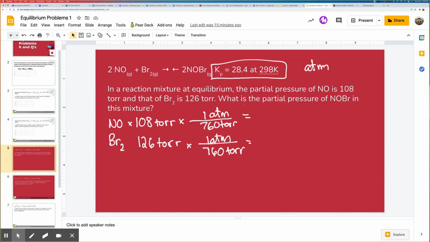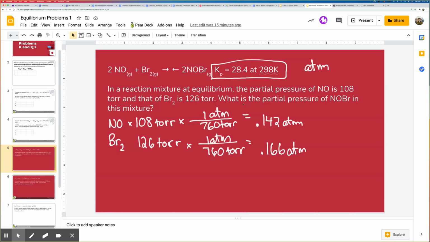Okay, so when you do that, what's going to happen is you're going to get some numbers. The numbers for this section will be, let me pull it in for you, 108 divided by 760, which is going to be 0.142. The other one is 126 divided by 760, which is going to be 0.166. And these are in ATM.